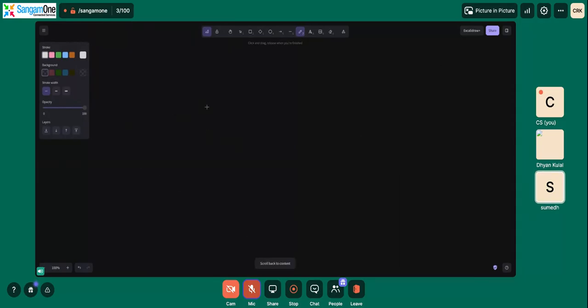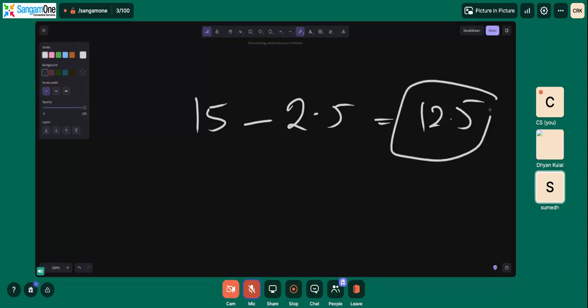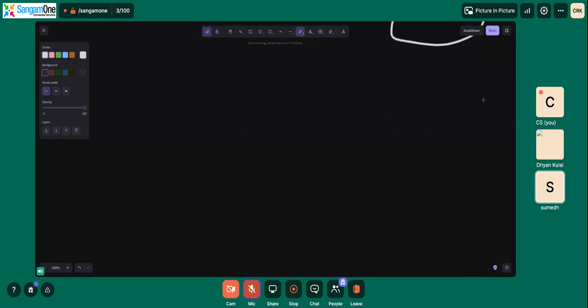What was the total area of all the rectangles? 15. 15 minus 2.5, the total area of the triangles, leads to 12.5. This is what we found using integration, right? Okay, this was a straight line, but sometimes we also get a curve.